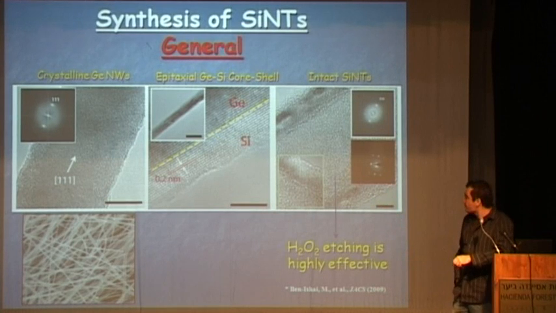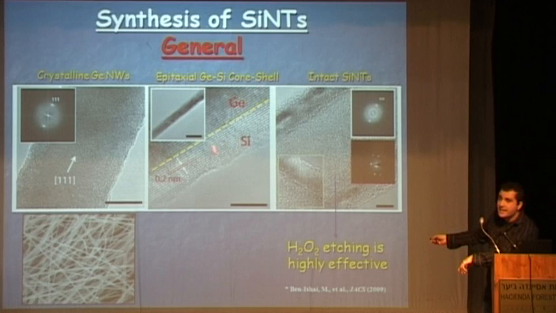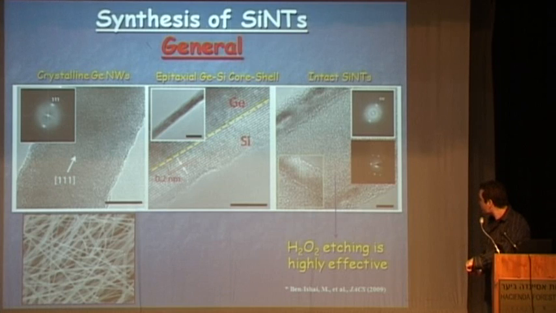along the nanowire. The second step is the growth or deposition of a silicon layer, and we can clearly see here in this high resolution transmission electron microscope image that the silicon layer follows the crystal planes of the germanium core. So we can see the difference in contrast. Then by dipping the nanowires, these germanium core, silicon shell nanowires, in hydrogen peroxide, we get high quality single crystalline silicon nanotubes.